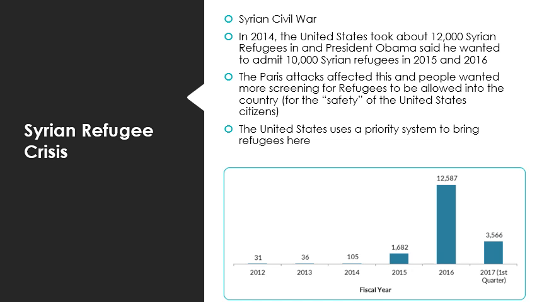And the Syrian refugee crisis, which is what everybody thinks of when they think of refugees usually, was caused by the Syrian civil war, and in 2014, the United States took about 12,000 Syrian refugees in, and President Obama said he wanted to admit 10,000 Syrian refugees in 2015 and 2016. The Paris attacks affected this, and people wanted more screening for refugees to be allowed into the country for the safety of United States citizens, and the United States uses a priority system to bring refugees here, which I talk about on the next slide. But as you can see, in 2015, only 1,682 Syrian refugees were admitted, whereas in 2016, there were 12,587 refugees that were admitted into the United States.